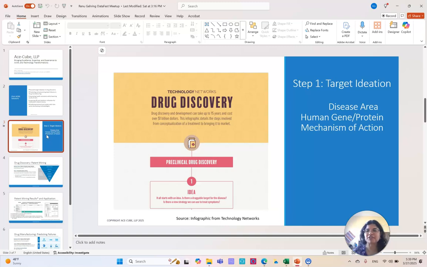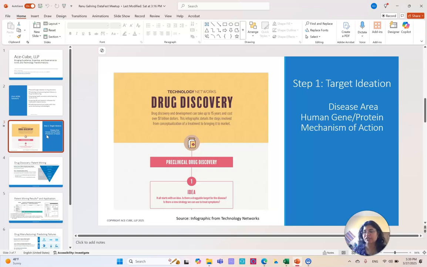So I have this very nice infographic from Technology Networks, and it lays out in relative clarity and detail the steps that are involved behind drug discovery. And drug discovery is a long and complex and costly process. It can take up to 15 years from a drug being thought of to getting on the market, and it can cost $1 to $2.5 billion.